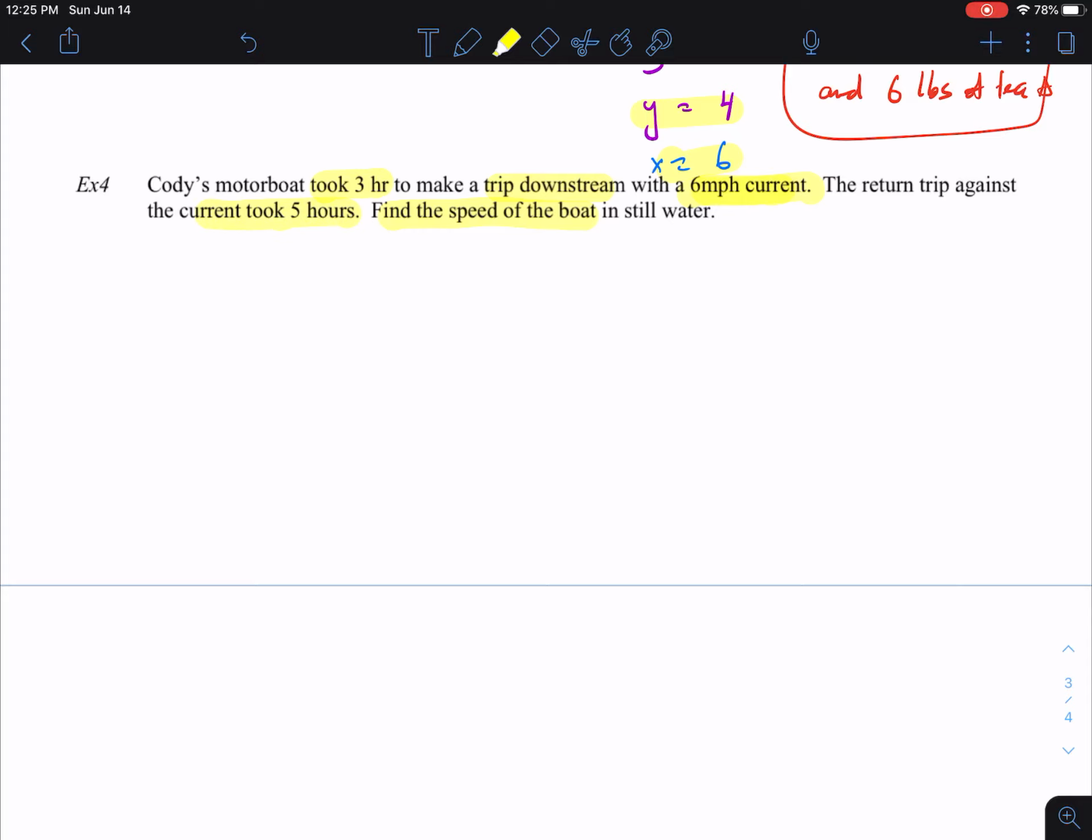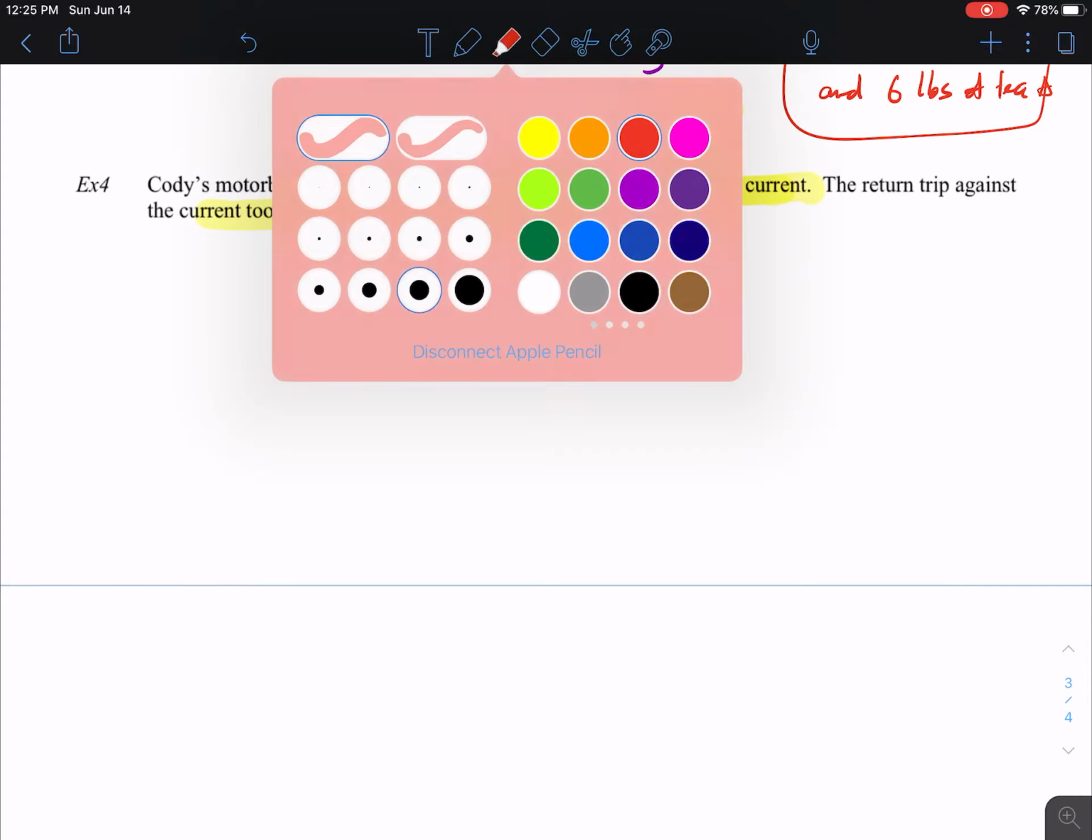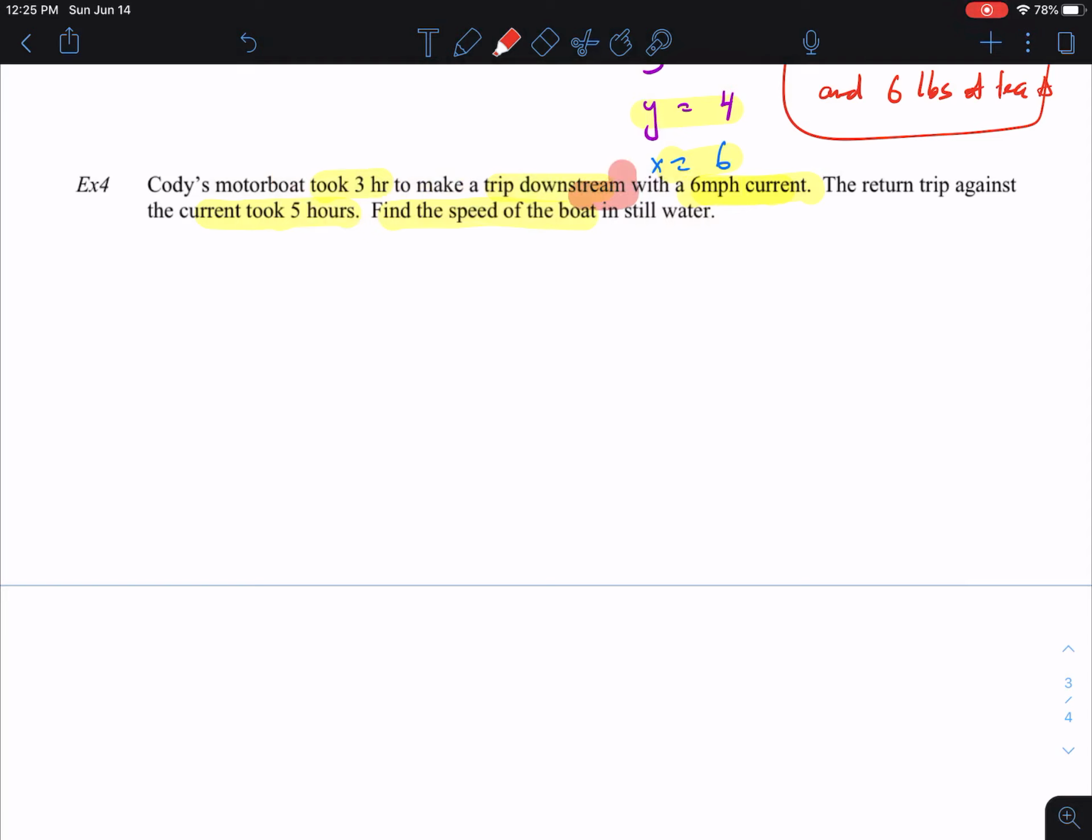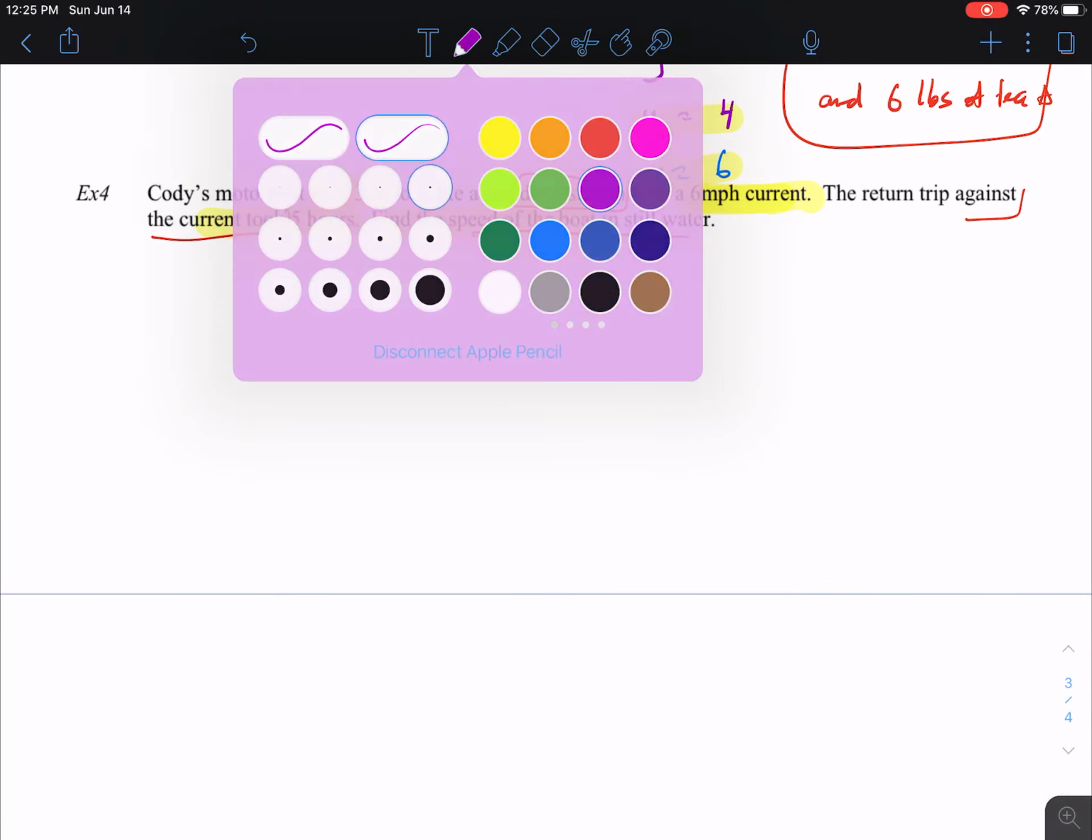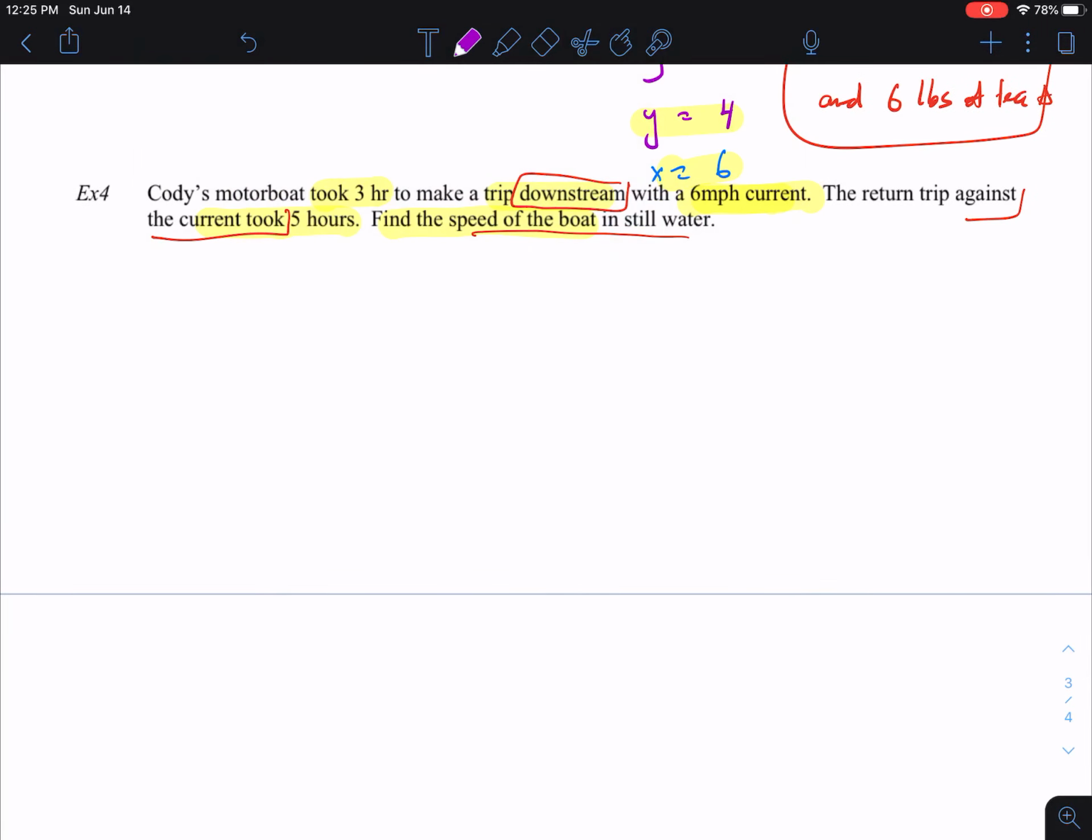So there are a couple of math words here that you might want to get familiar with, and that is downstream. Downstream, against the current, that's going to be upstream. Speed of the boat in still water. So there are several things that are not as clear as we want them to be. Okay, so with this type of problem, the first thing you want to realize is there's speed, there's time, there's distance. So the formula I'm going to go by is distance equals rate times time.